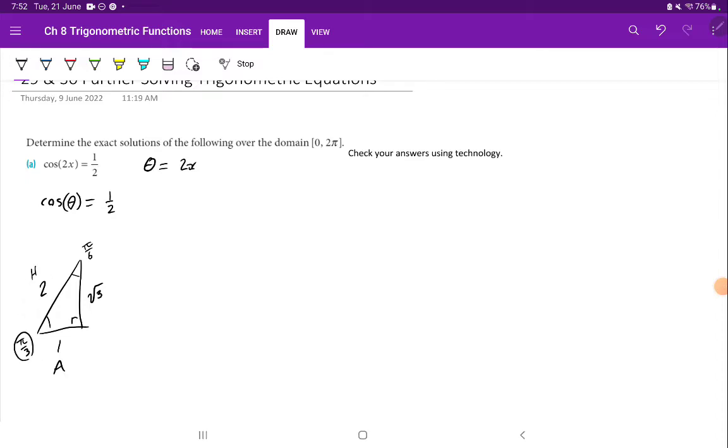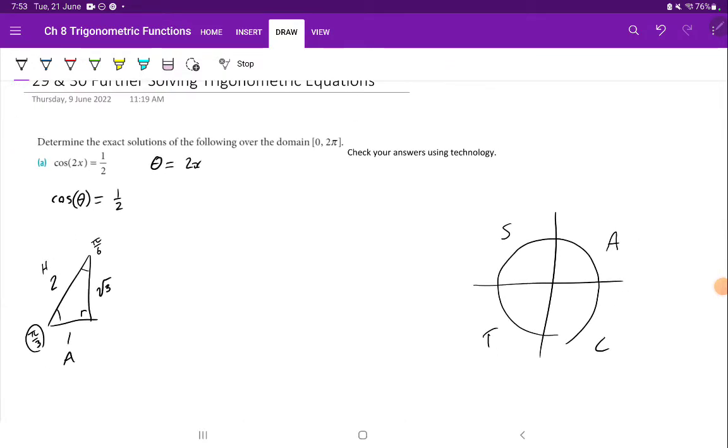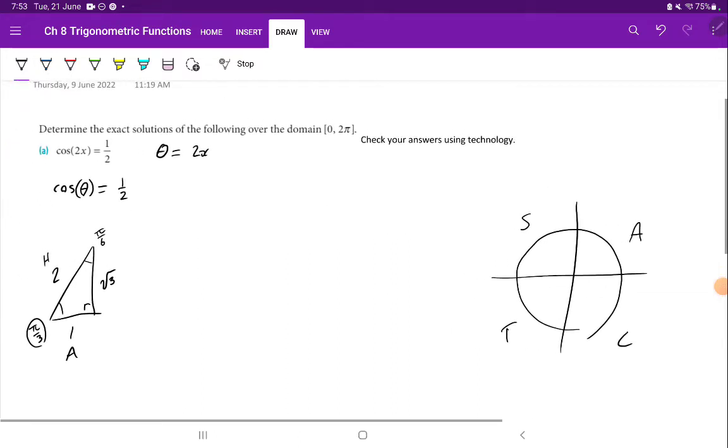We do want it to be positive, so looking back at our unit circle, we're going to have two reference angles. The two reference angles are going to be in the first and the fourth quadrant, the All and the Cos ones, because we want cos to be positive. So let's draw in that pi on 3 angle. Cool. And that's looking just lovely. Okay? So we've got two base solutions, right?